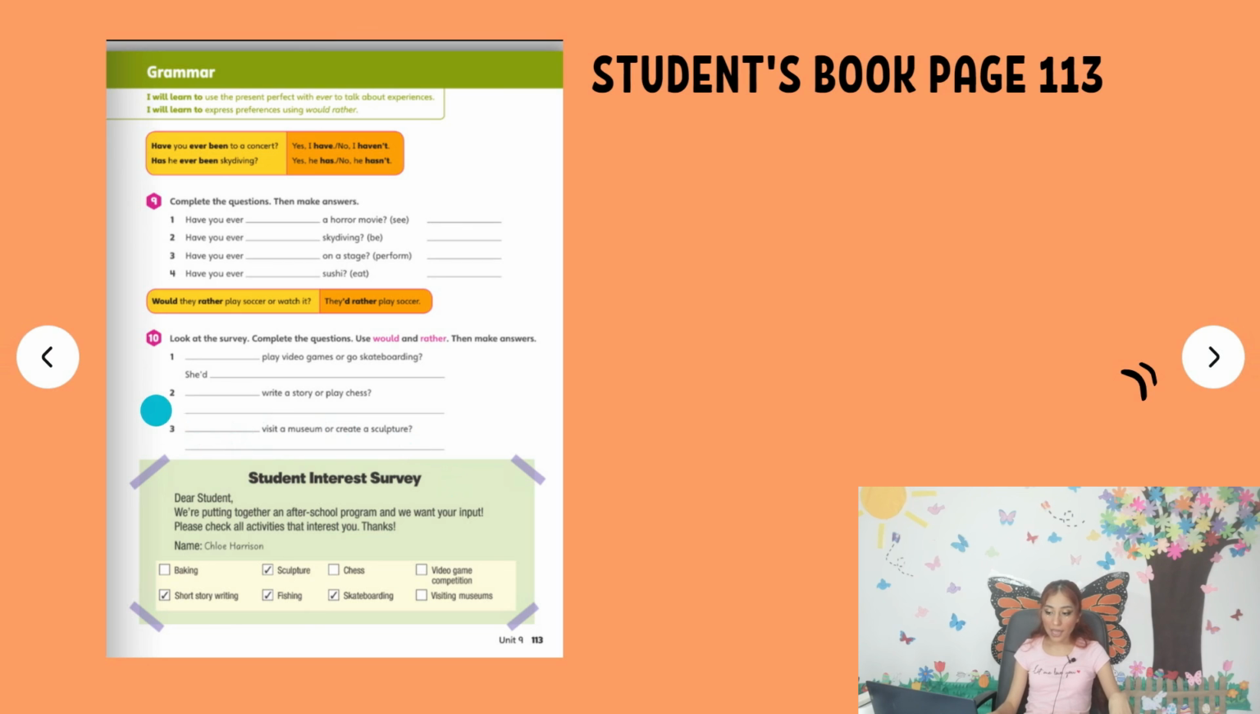Okay, and the next one, blank. Write a story or play chess. Y en la respuesta pondríamos, She rather. And the next one, visit a museum or a creative sculpture. Y la que hayamos palomeado o la que haya palomeado es la que vamos a usar para completar, ¿ok?